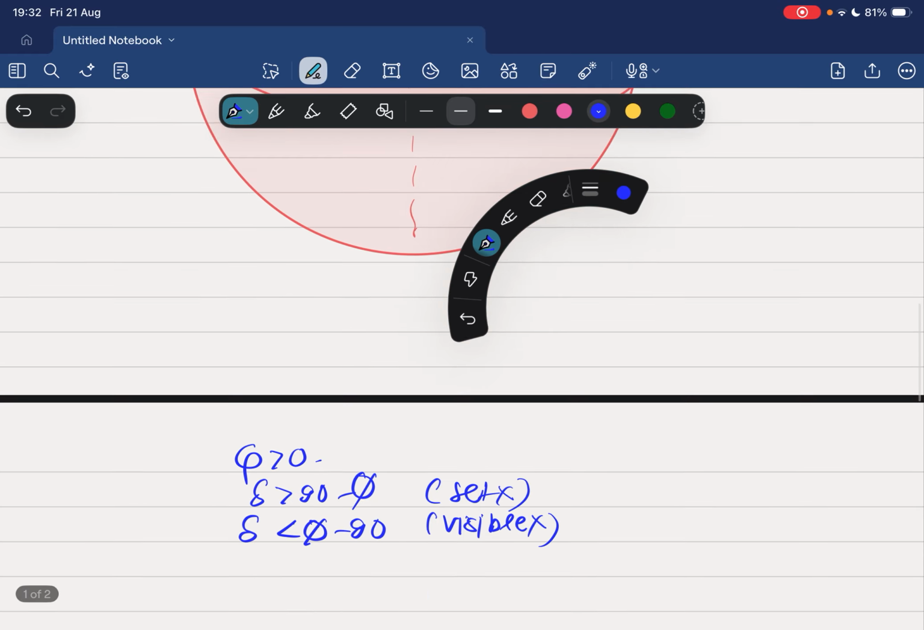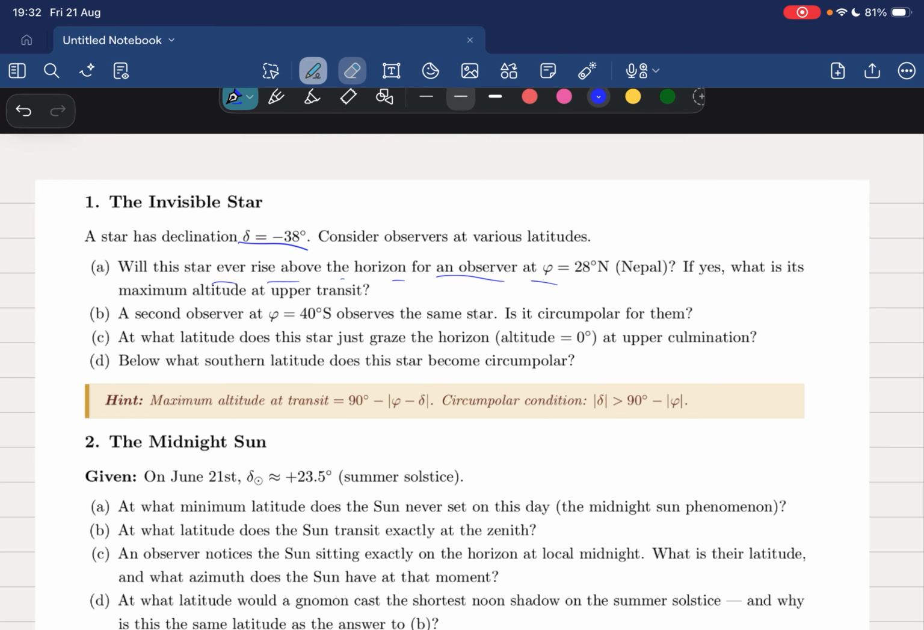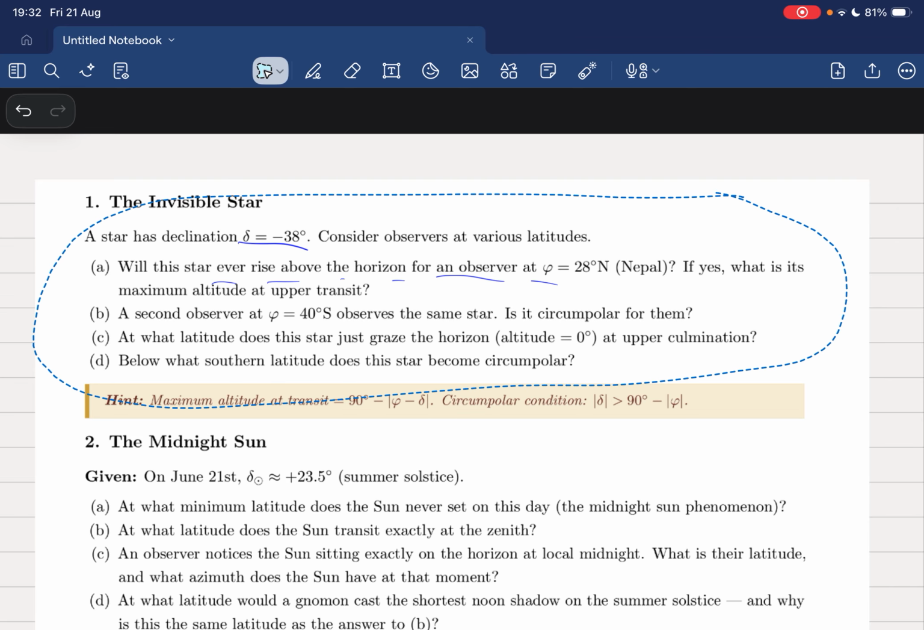So let's hop into question number 1. We have declination as minus 38 degrees. Will the star ever rise above the horizon for an observer at phi equals 28 degrees north, Nepal? Let me quickly use the last row too.